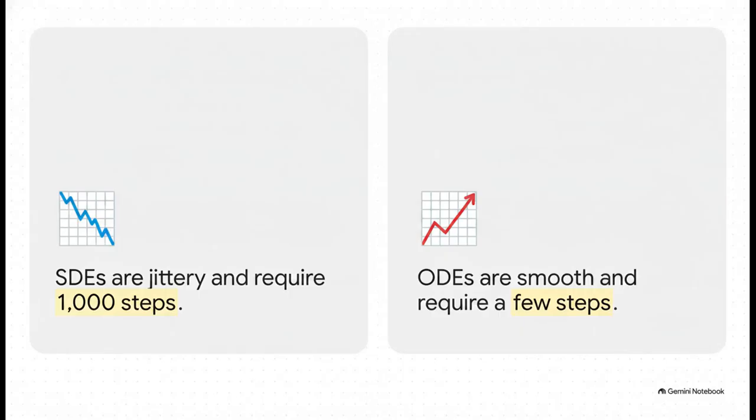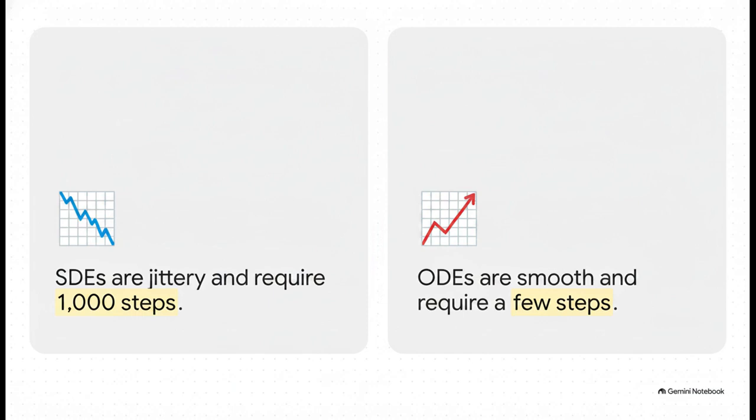Now, to speed this epic journey up, modern AI often swaps jittery, stochastic, mathematical paths for smooth, deterministic ones, which slices generation time down massively. The original math, using stochastic differential equations, or SDEs, injects noise at every infinitesimal step, making the path incredibly jittery. It required 1,000 tiny, careful steps just to get a good result.